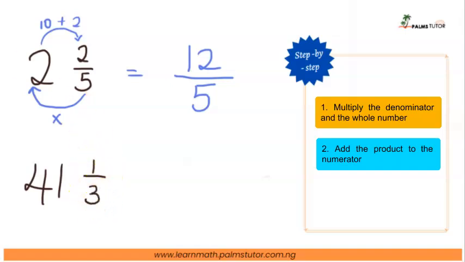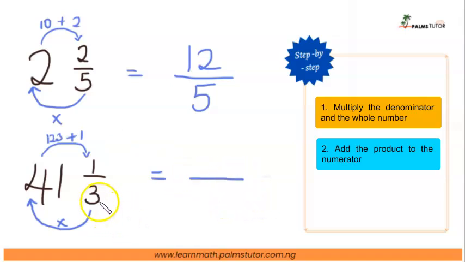Another example, you have 41 whole number, 1 out of 3. What does this become? Multiply the denominator by the whole number times. So 3 times 41 is 123. And then you add that to 1. So 123 plus 1, which is the numerator.